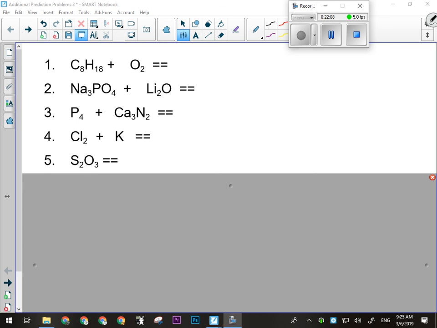Anytime you've got C something, H something, and oxygen, it's a combustion reaction. Always, always. We said that writing it this way presents that challenge of, is that single replacement or is it combustion? If it's carbon, hydrogen, and oxygen, it's combustion. What are the products always of a combustion reaction? Right, H2O and CO2.